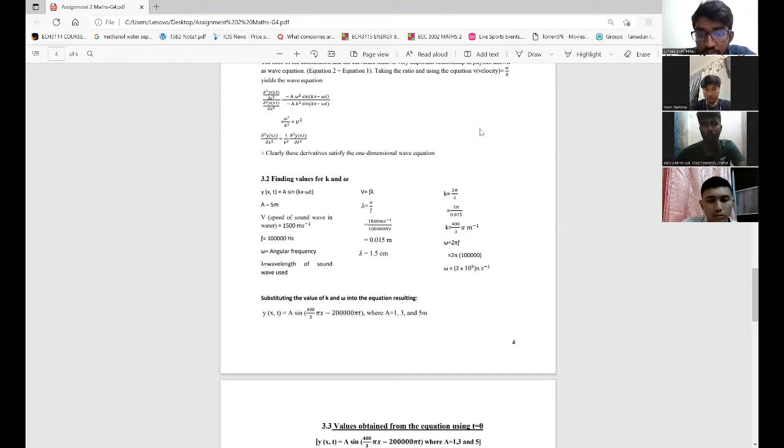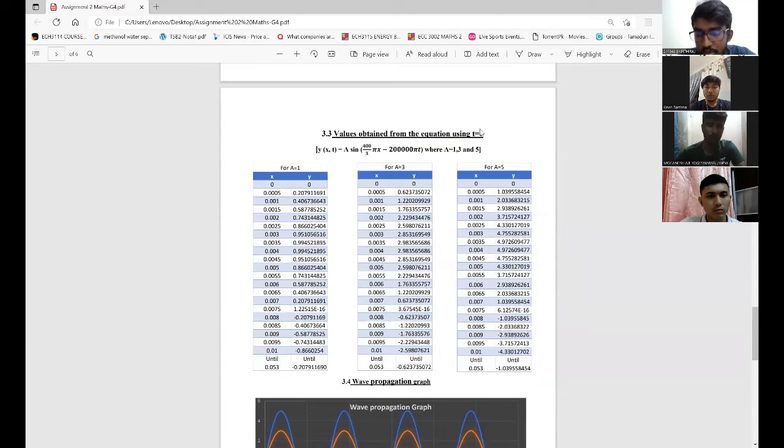And finally, we get the angular frequency, using the formula 2 pi f. In this case the frequency is 100,000 hertz, and we will get the value of 2 times 10 to the power of 5 pi seconds to the power of negative 1. And finally, we have the substituted equation y(x,t) equals a sin(400 over 3 pi x minus 200,000 pi t), where a equals 135, with different amplitudes used for the solutions. So now we find the values, shown in the table.